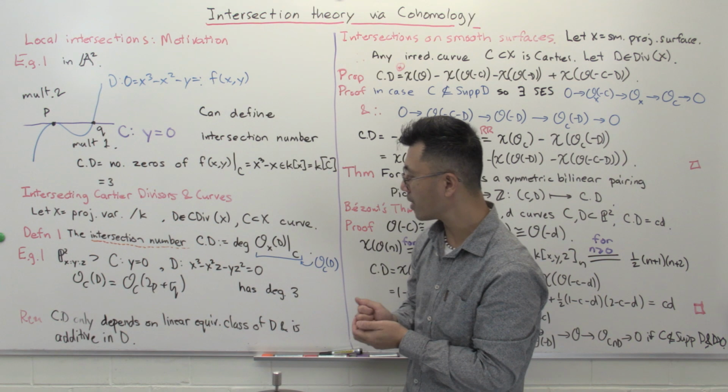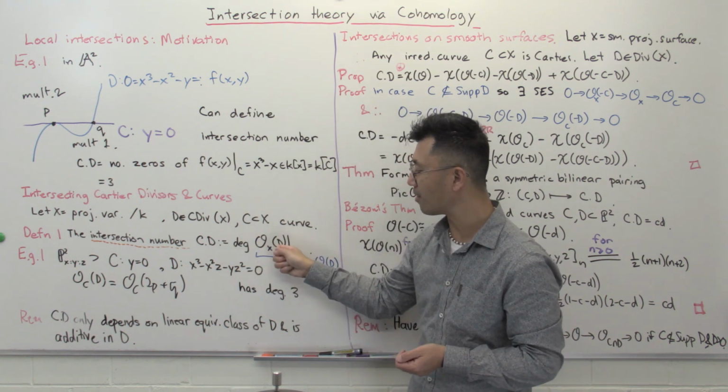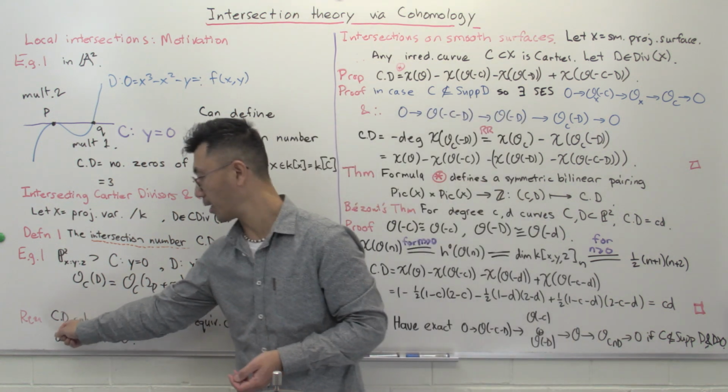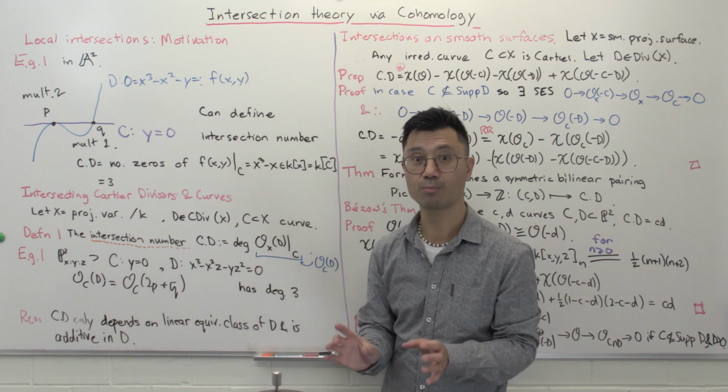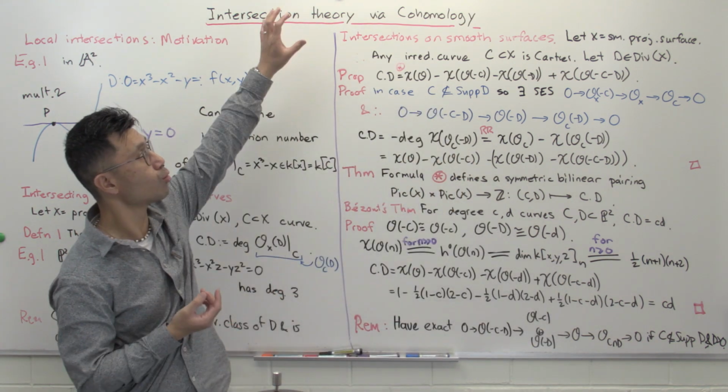The other thing that's clear is that the degree is a group homomorphism. So it's additive in this D. You have this linearity in the D variable, which is also a very nice property. Okay, so let's move to the general theory for smooth curves.